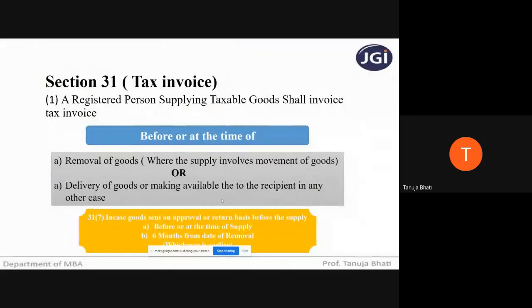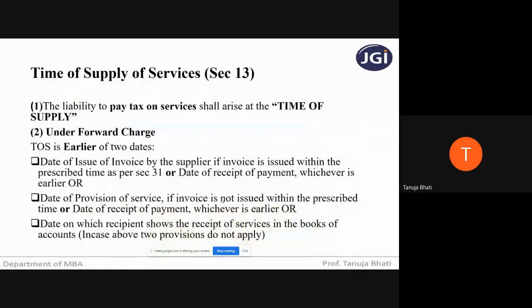Okay, let us move ahead. Time of supply of services is covered under section 13. So under forward charge, the first thing you need to check is whether the invoice is issued within the prescribed time. Now the prescribed time is mentioned under section 31. So suppose you have identified that the invoice is issued within the prescribed time, then the time of supply will be the date of issue of invoice or the date of receipt of payment, whichever is earlier.